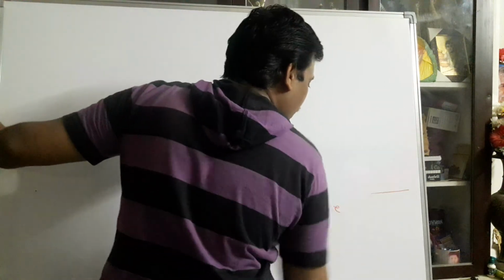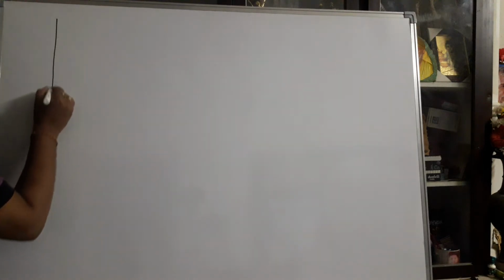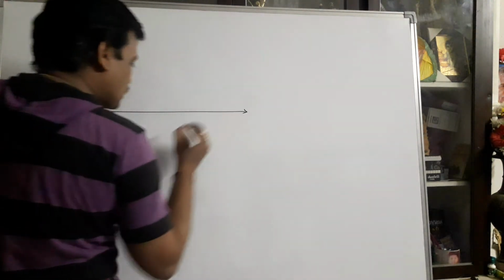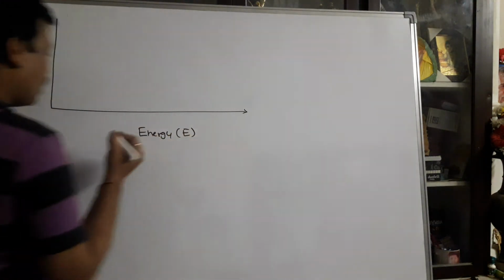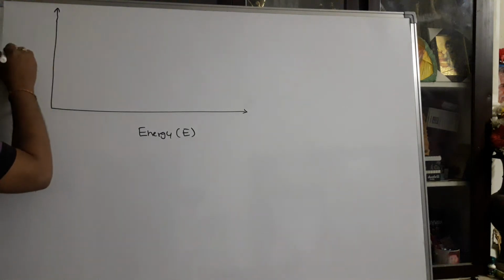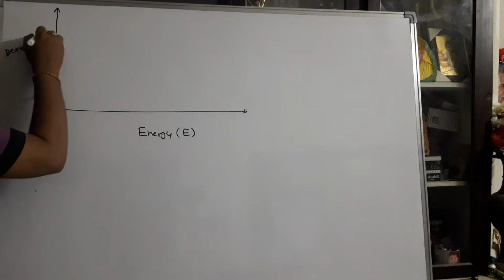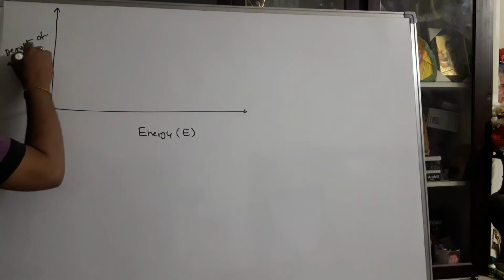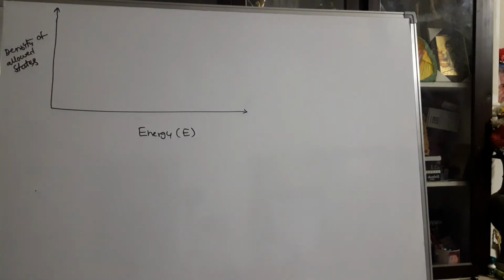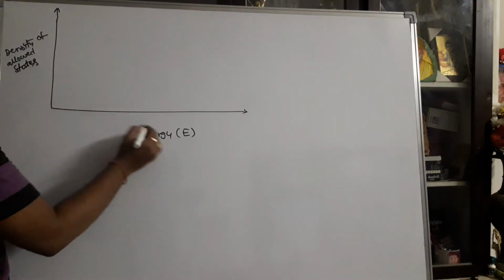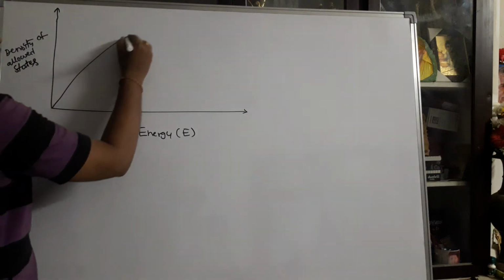You can draw the graph between density of allowed states and energy. On the x-axis you can take the energy, capital E, and on the y-axis you can take density of allowed states. So you can draw the graph, particularly at 0 Kelvin, the energy increases, density also increases, like this.